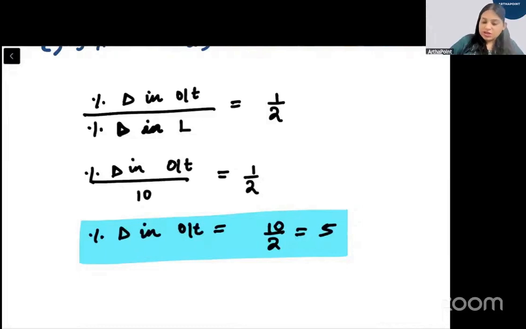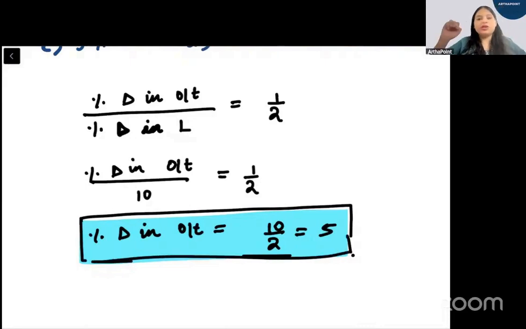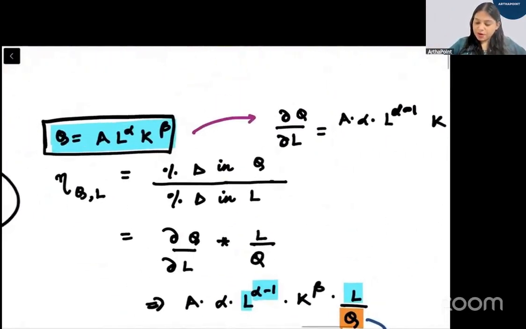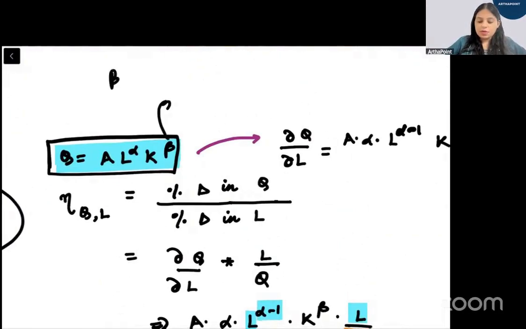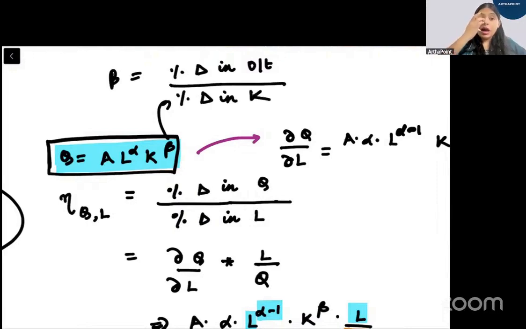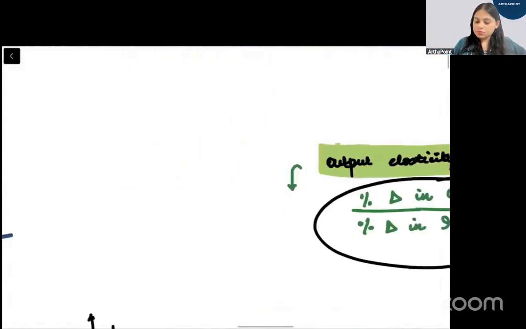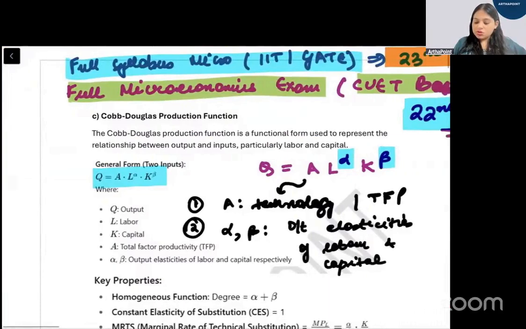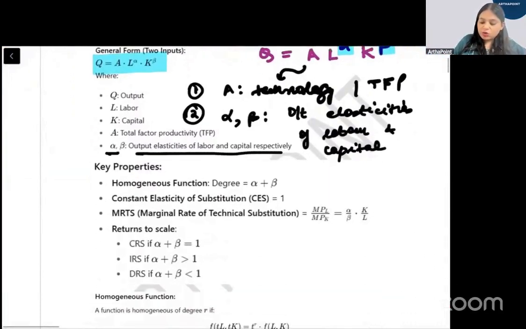Which will be 5. So from here we have gotten clarity that the percentage change in output will be 5. Right? Similarly, we can say that here this power beta is the percentage change in output due to the percentage change in capital. How much output will change when capital changes? That is your beta. We call it beta, right? Okay. So alpha and beta are your output elasticity of labor and capital respectively.